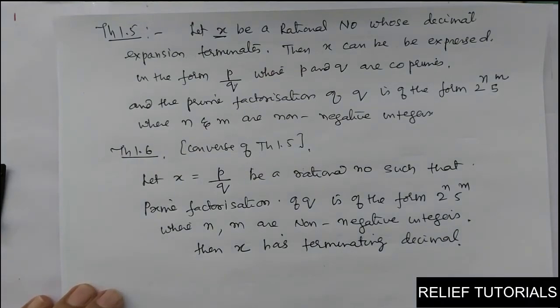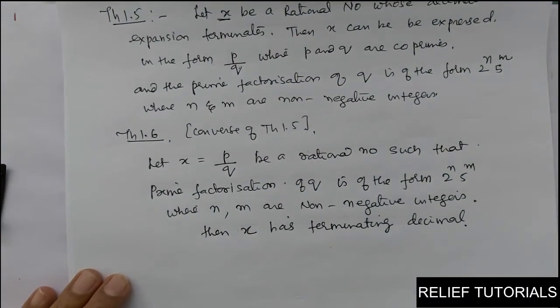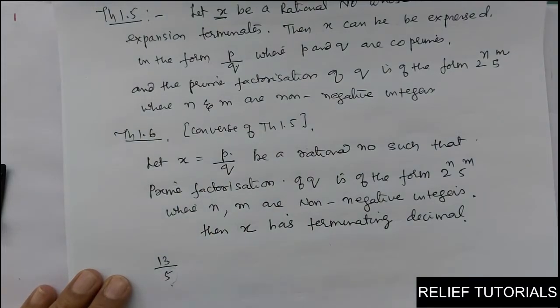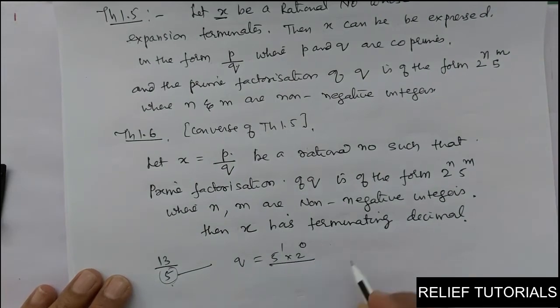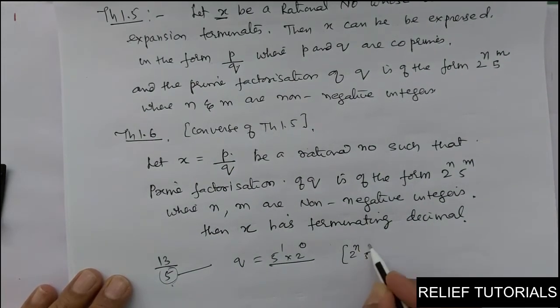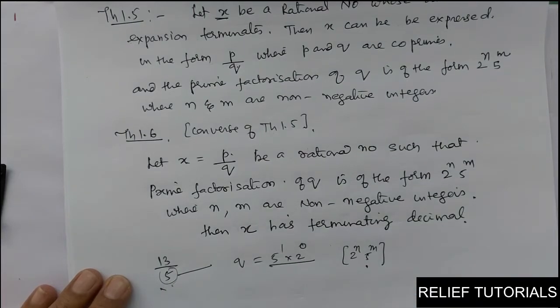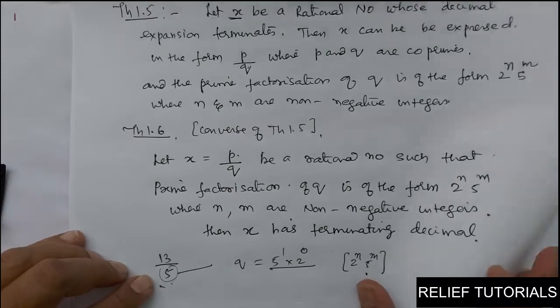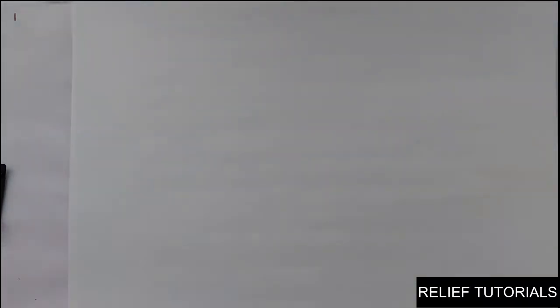So just by looking at the denominator, I have given you one example just now. What example have I taken? See, 13 by 5. So this x is equal to p by q. Just looking at the denominator, denominator q is 5 raised to 1 into 2 raised to 0. So it is of the form 2 raised to n, 5 raised to m, so it has a terminating decimal. Clear or not? Have you got it? So this is our theorem.